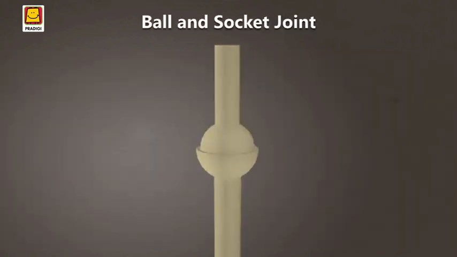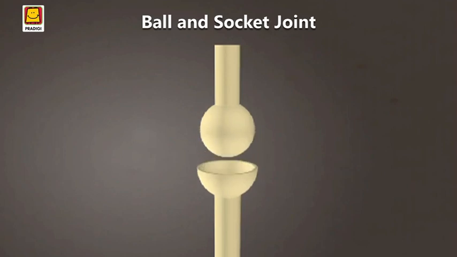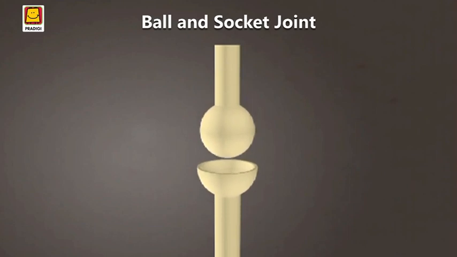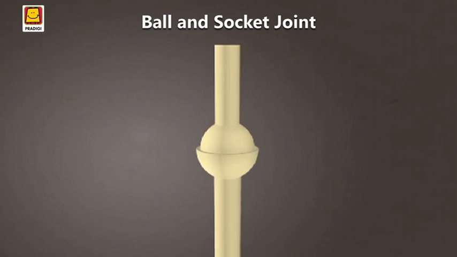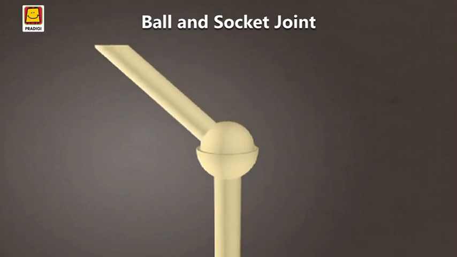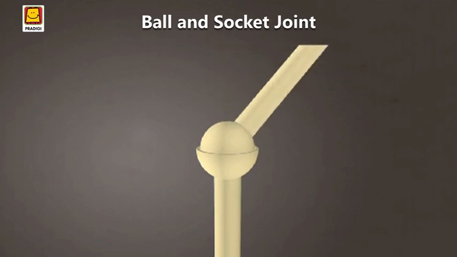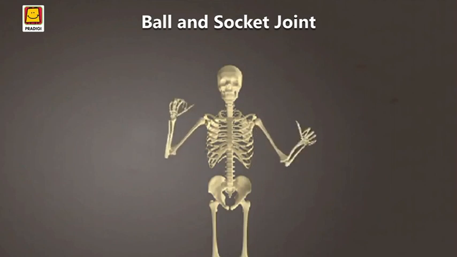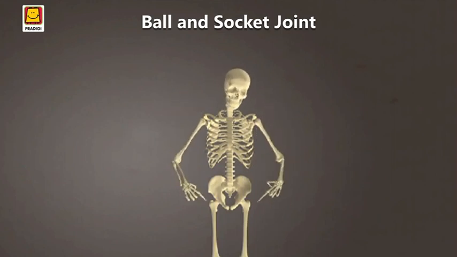Ball and socket joint. Ball and socket joint is interesting. It looks just like what the name says. One bone is like a bowl or socket, and the other is like a ball moving inside it. The simple and effective structure of this joint allows the bones to move in all directions, front and back, around its axis, and all around. There are 2 examples of ball and socket joints: shoulders and hips.